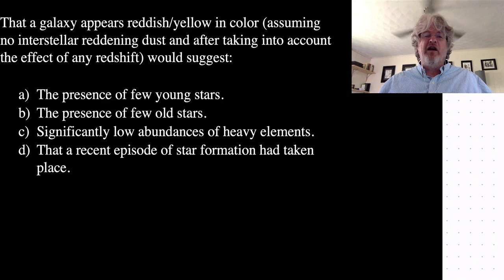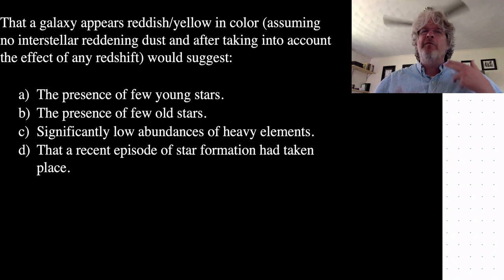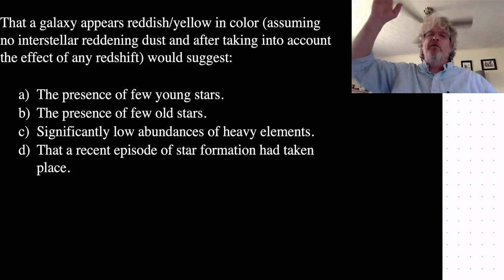And again, hopefully this doesn't take too much thought, because if I've got young stars in there, I'll have O and B stars, those are going to be blue and white. It's not going to look like a bunch of yellow stars. Likewise, a recent episode of star formation. That's what makes the spiral arms stand out in spiral galaxies, with the beautiful blue light from those massive young stars that form with star formation. So it's not A and D.